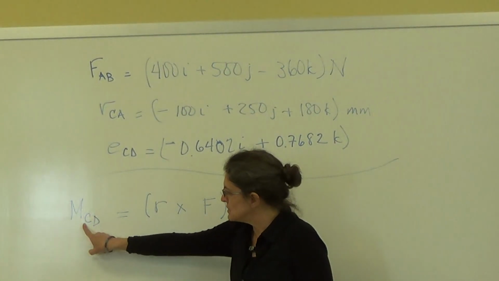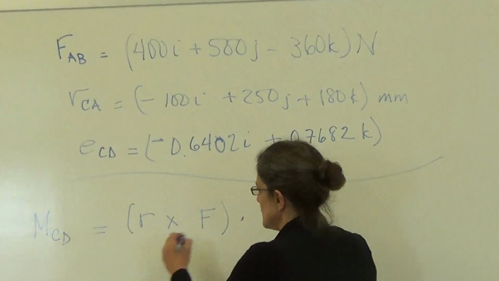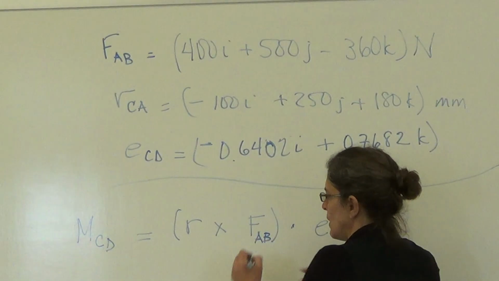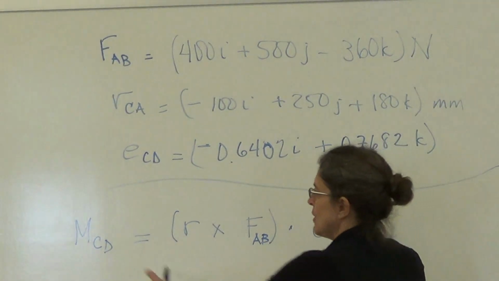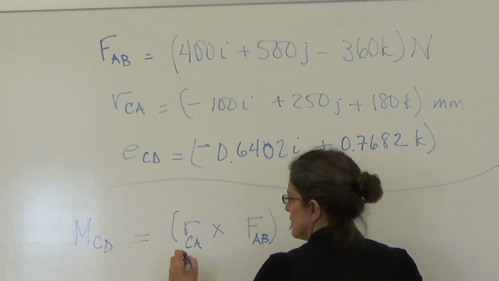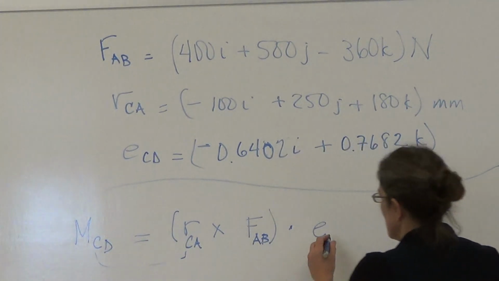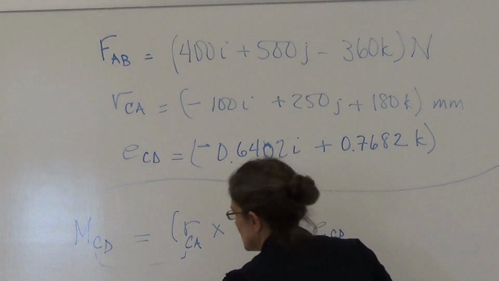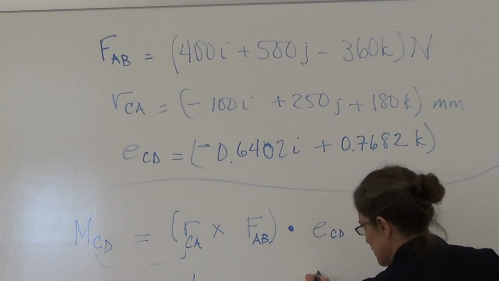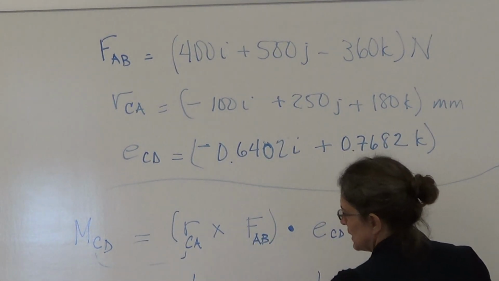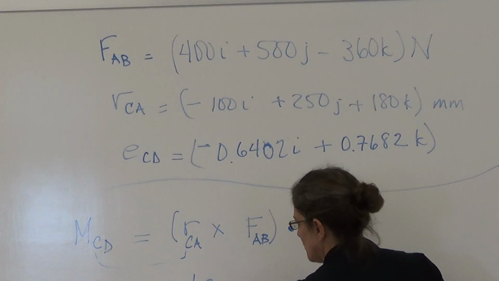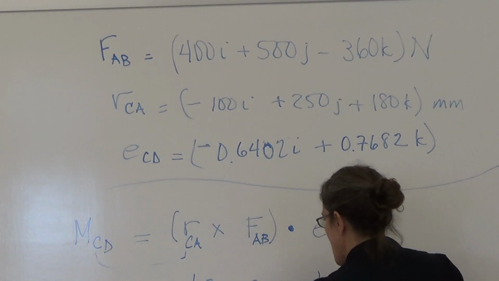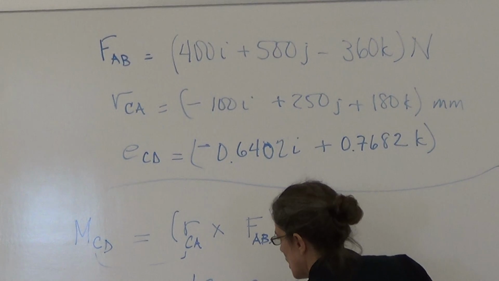If the moment is, originally it was about C, right? Force was from A to B. What was R? From C to A, right? Because it's the tail of the force. Dotted the unit vector of CD. Take a look at this. You do a 3 by 3 matrix. And instead of putting I, J, and K up here, you now put the X, the Y, the Z, the R.